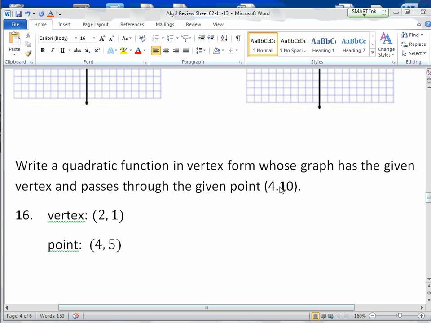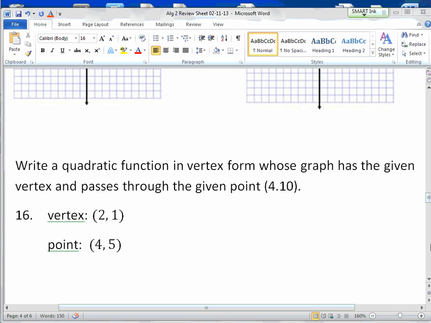Okay, now I'm going to move on to question 16. So this question says, write a quadratic function in vertex form whose graph has the given vertex and passes through the given point. Okay, so let's just quickly get a reminder of what vertex form means.